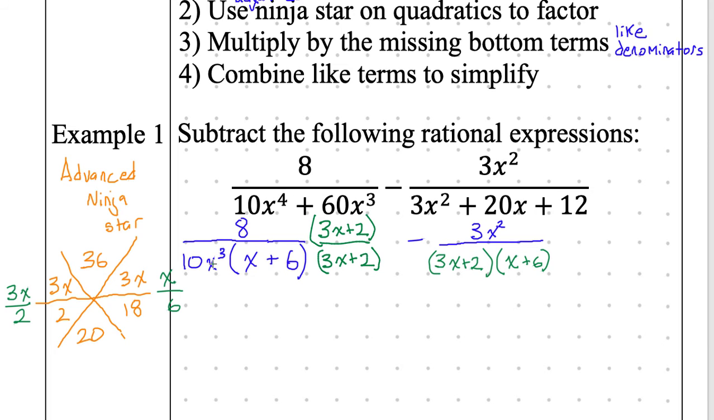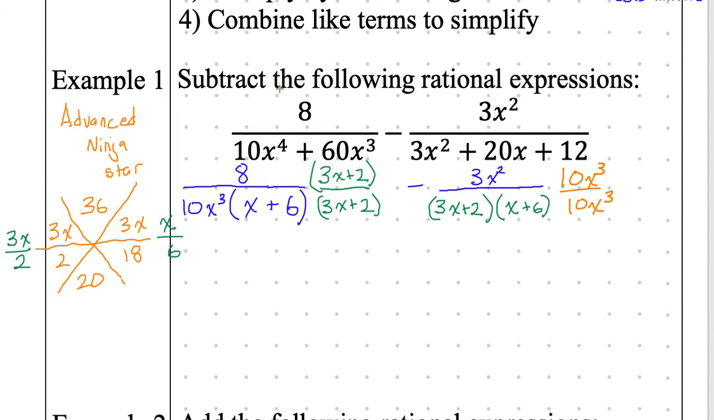And this guy's missing a 10x to the power of 3, so let's come over here and multiply. I'm going colorful. 10x to the power of 3 all over 10x to the power of 3. Those are the missing terms. So now we actually need to do the multiplication. In terms of the denominators, always just leave them factored. I don't want to multiply those three together. That sounds like way too much work, and I would never do that to you guys.